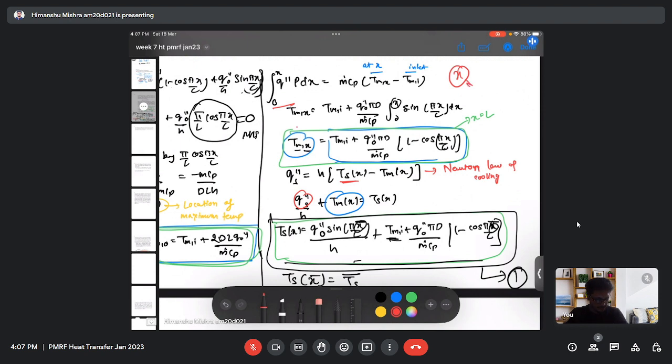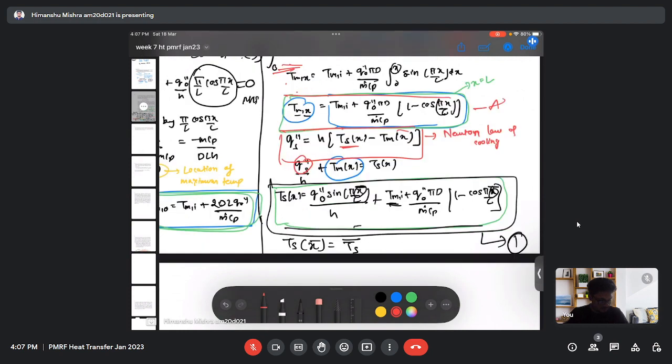So we change the integration limit and integrate again. After integration, we found the mean temperature at location x. Now to find the surface temperature, we use Newton's law of cooling, and let's say this is my equation A and this is my equation B. Using Newton's law relation from equation B and the mean temperature at location x, we can write the full expression for the surface temperature, which is again a function of x.